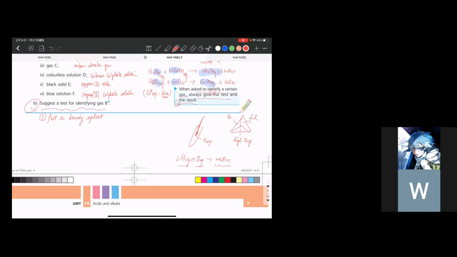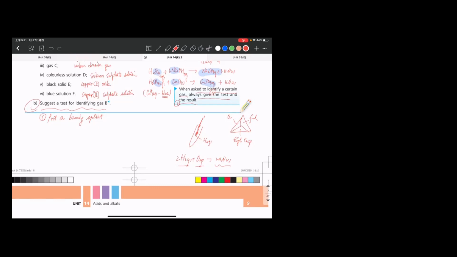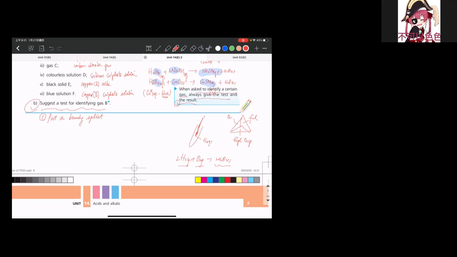So the proper way to do so, anyone who can help, how will you solve it? How do you do the burning splint test or pop sound test properly? Put the burning splint near the mouth of a test tube, but not inside.